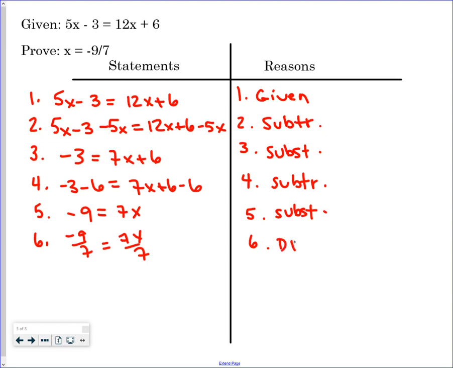Divided. So it's the division property of equality. Okay? What do I get? Negative 9 over 7 equals x. That's called substitution, because I did do the math. Even though I didn't have to do much, I did do it, right?